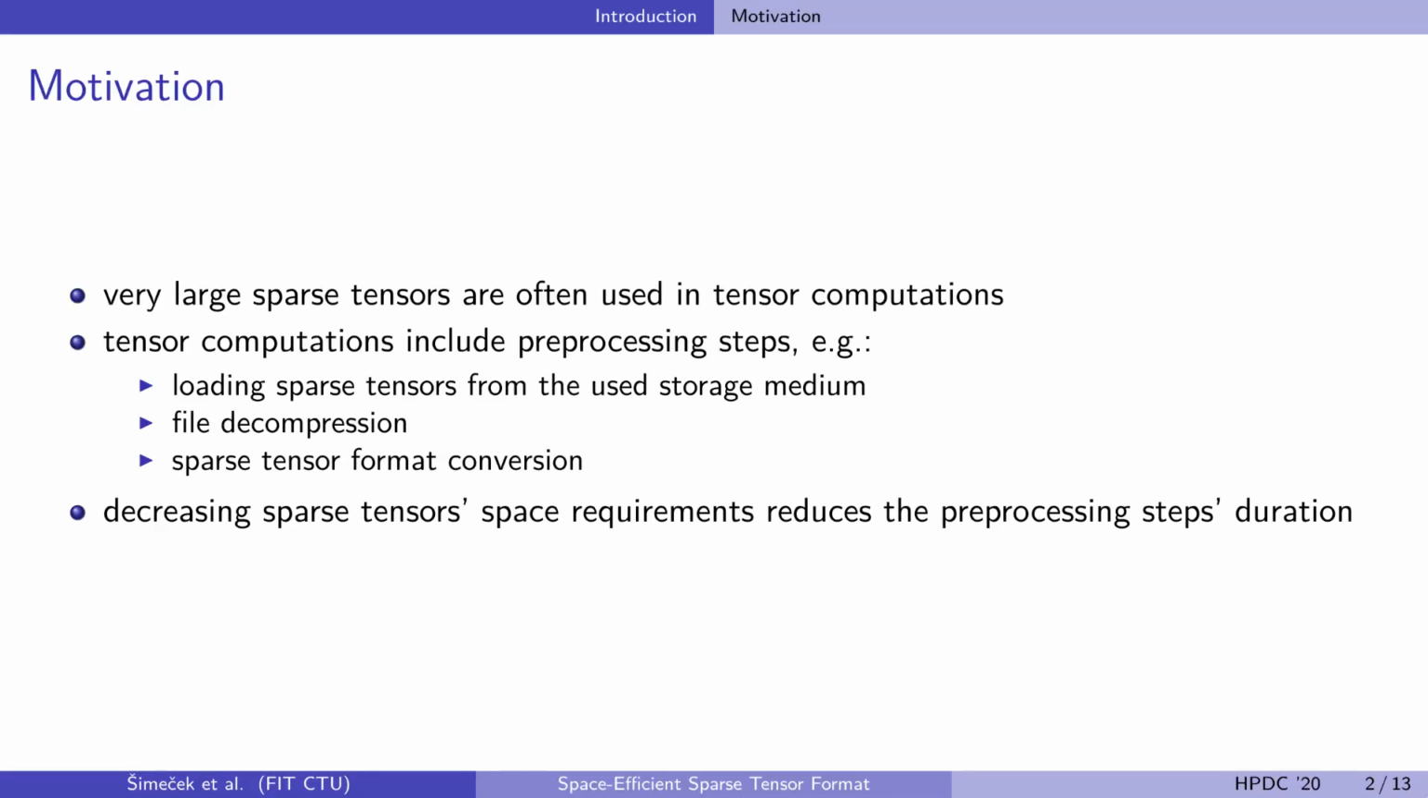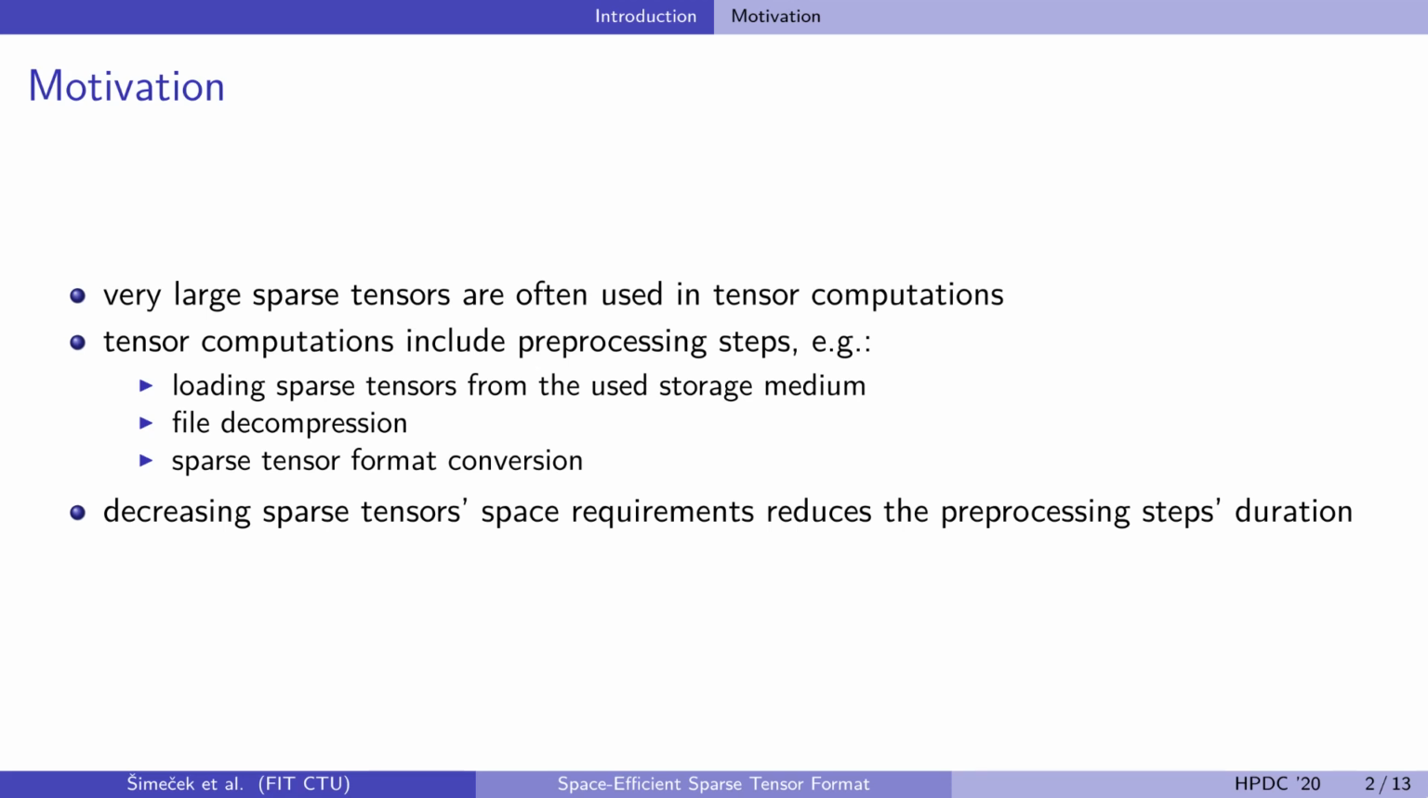In many application areas, tensor computations involve very large sparse tensors. Before the actual computations can take place, it's often necessary to pre-process the used sparse tensors. For example, the sparse tensors first need to be loaded from the used storage medium to the computer's memory. In the process, it may be necessary to decompress the sparse tensors file.